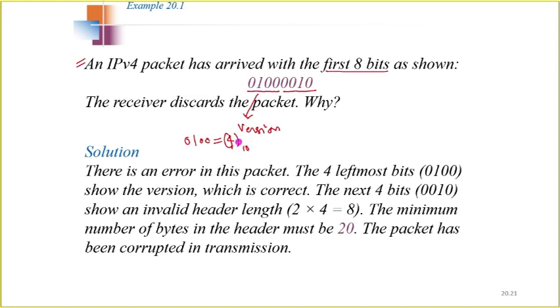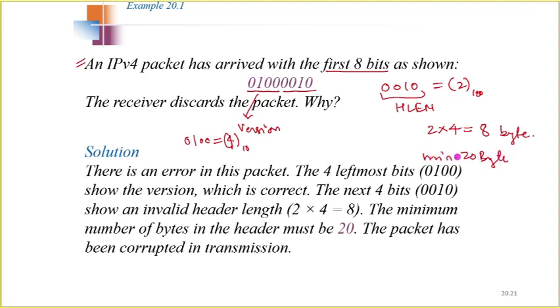Version 4 is there. So if it is version 4, then the next 4 bits, that is 0010, is going to indicate the H length, the header length. Its equivalent is 2 in decimal. So 2 should be multiplied by 4 to get the actual header length. The actual header length is 2 into 4, that is 8 bytes. But we have already seen that the minimum length of the header is 20 bytes. Here it is saying 8 bytes, so it is not true.